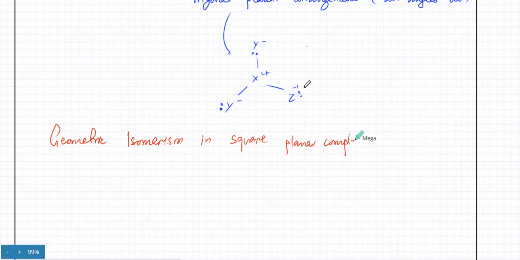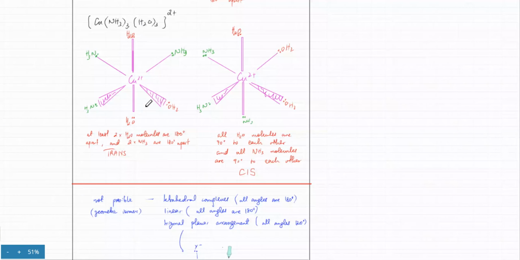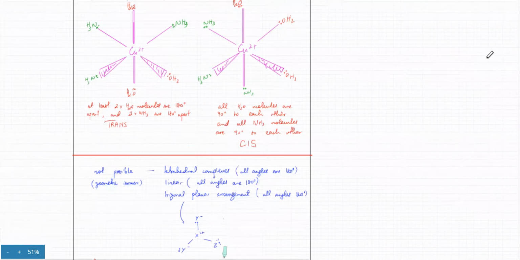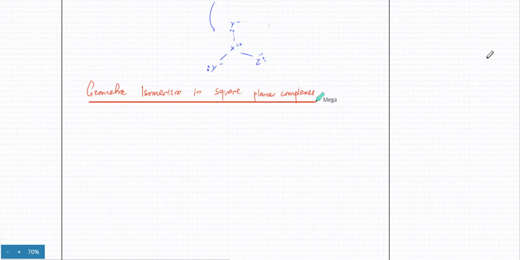Now, square planar is just a derivative shape of octahedral. Square planar is when you don't have a ligand at the top and at the bottom. That's square planar, x-axis, y-axis. So when a ligand is making four bonds, that's square planar.